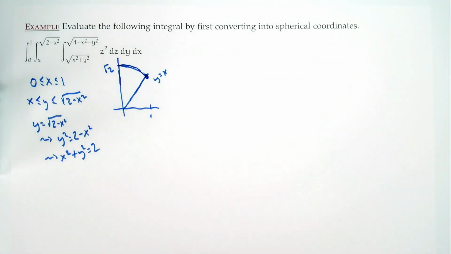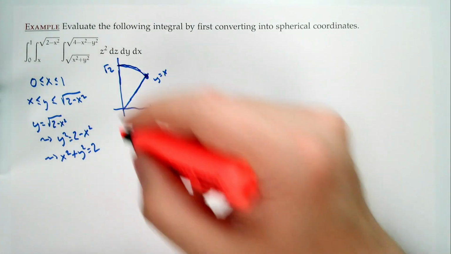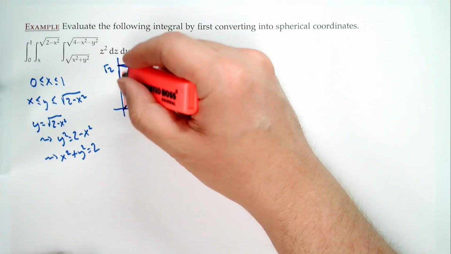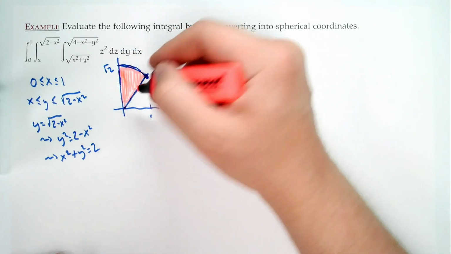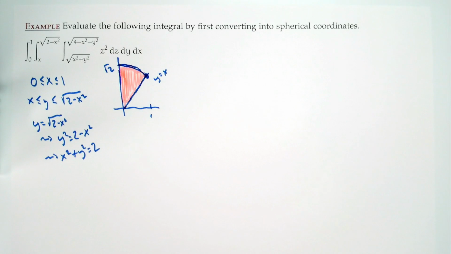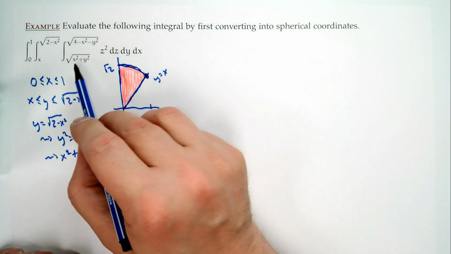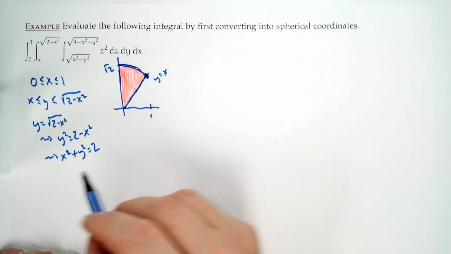And so if we were to shade in our region here, we're going from the bottom, which is y equals x, up to the circle between x equals 1 and 2. All right, so there's our region in the xy plane. Those are our two outer integrals. But of course we have a third layer, our innermost layer, z. So what do we know about z?